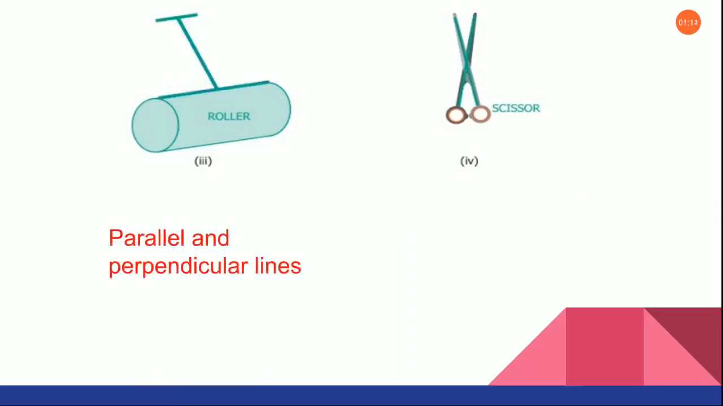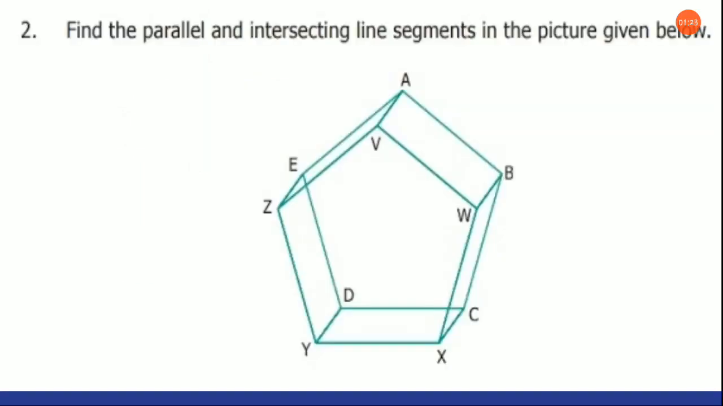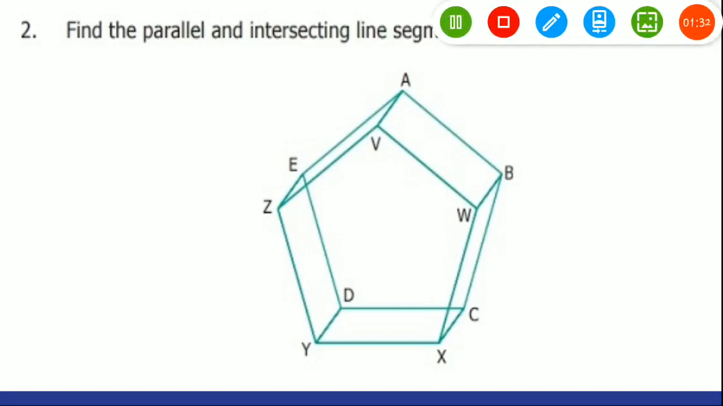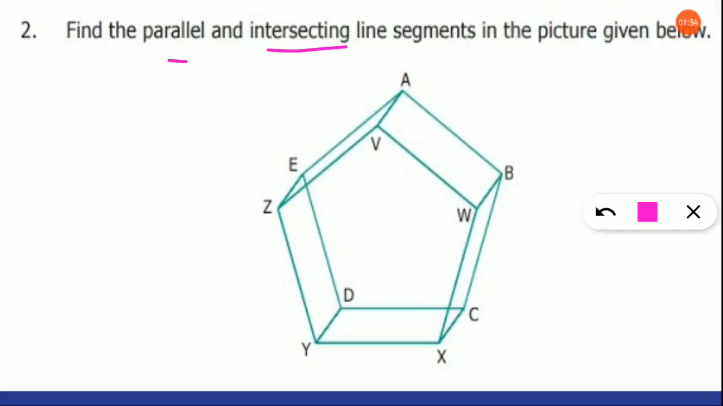Okay, look at the fourth subdivision. What type of line is it? It is meeting at one center point. So it is called intersecting lines. Very good. Now look at the second sum. Find the parallel and intersecting line segments in the picture given below. Okay, you are going to find what are all the sets of parallel lines and intersecting lines.